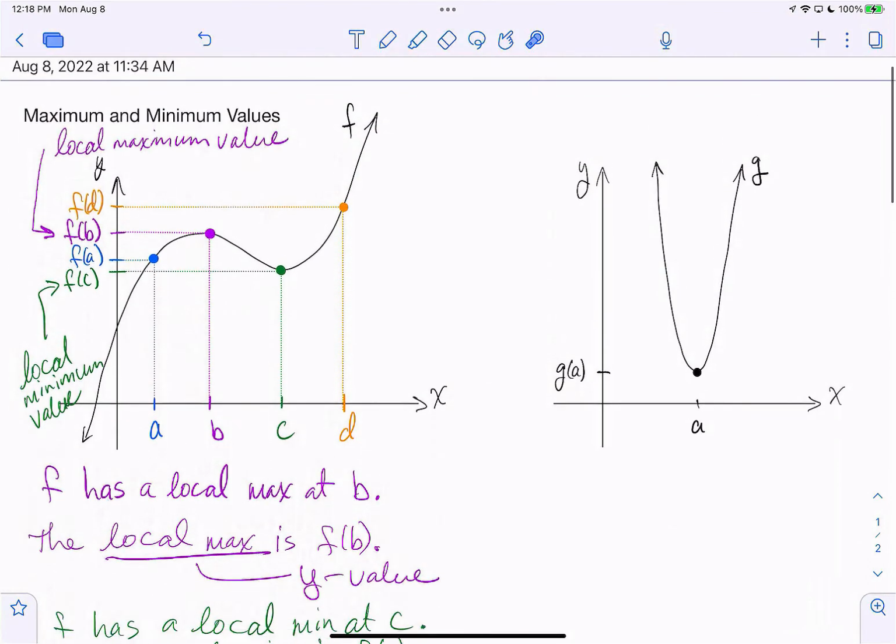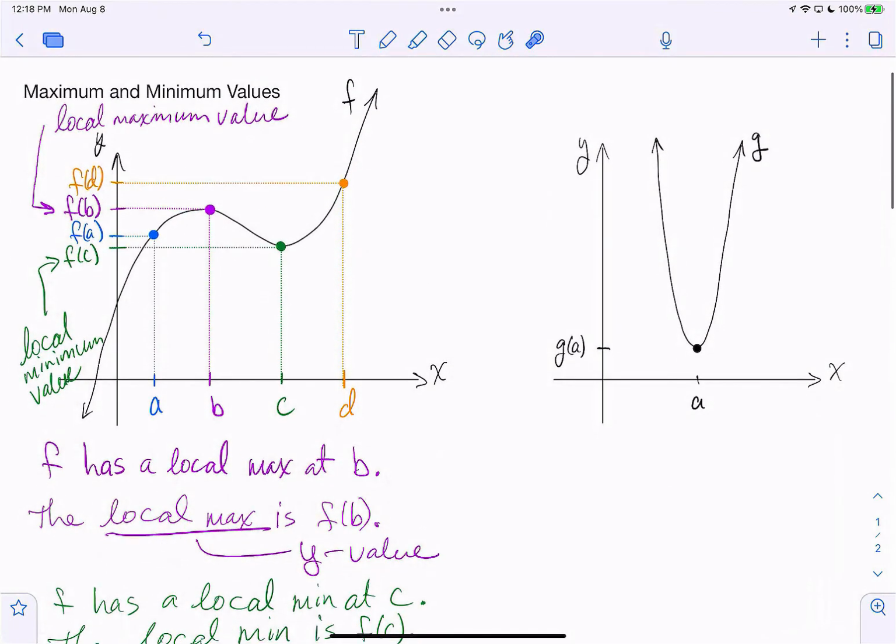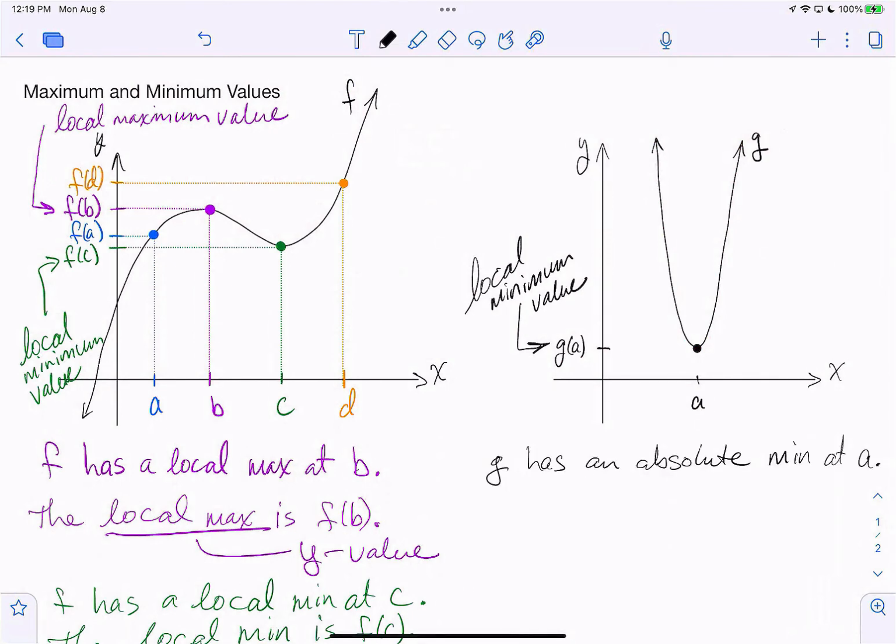Now, you may have seen I have another graph here floating around, and it's a graph of g. This one is a parabola. And you can see that we have a local minimum at a. The local minimum value is g of a. But I have this graph here because g of a is the smallest output for the entire function. So here we can say that g has an absolute minimum at a. And then the absolute minimum value is g of a. We could formalize this.